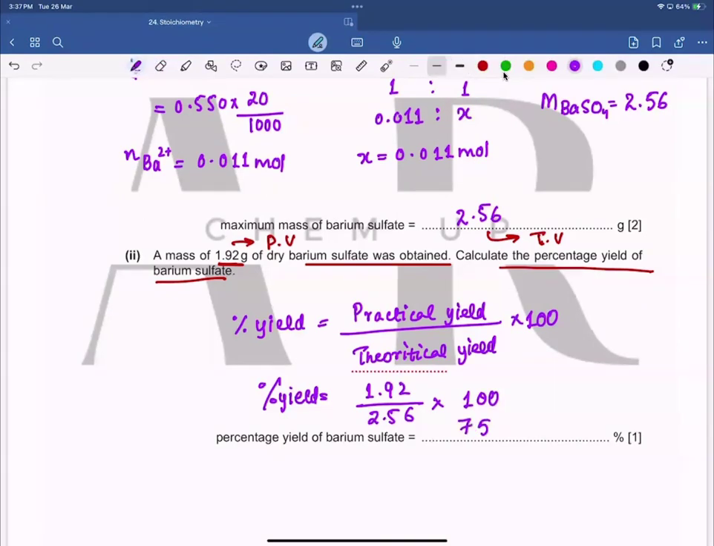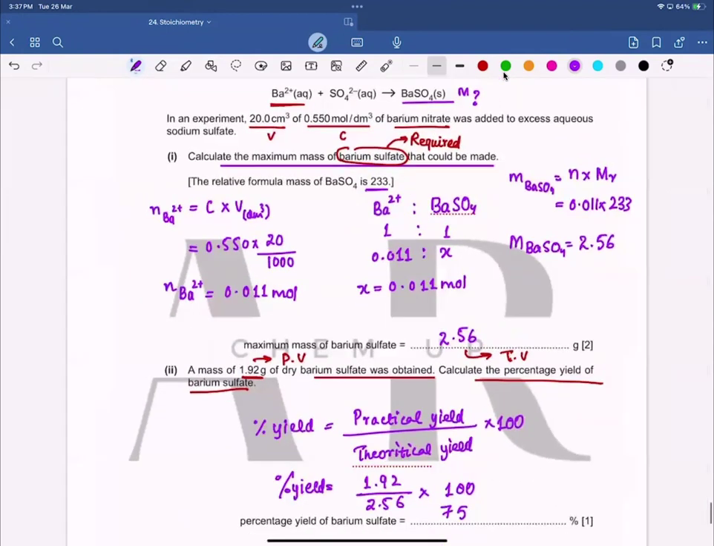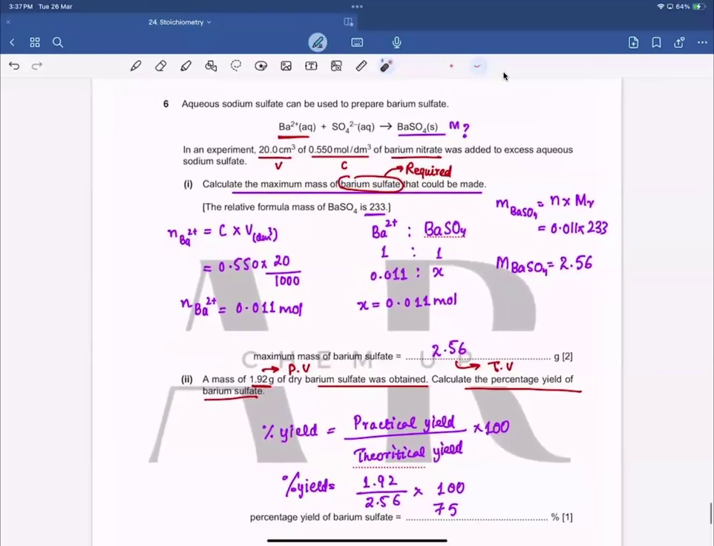Okay. Now, is this understandable? Yes, sir. So, did you understand this first part? Yes. Yes, Aisha, Mushtaba, Mustafa, Saad. Yes, sir, I understood.